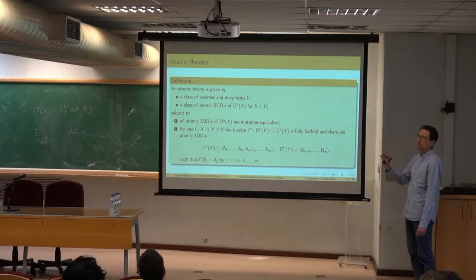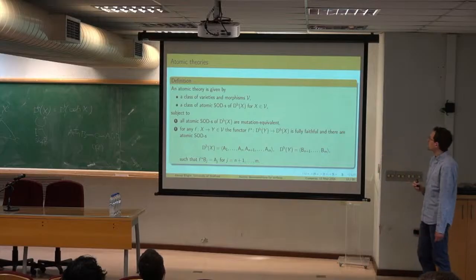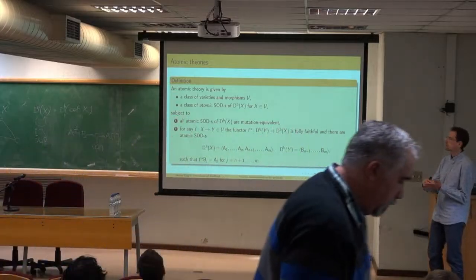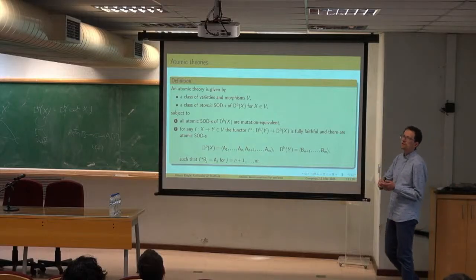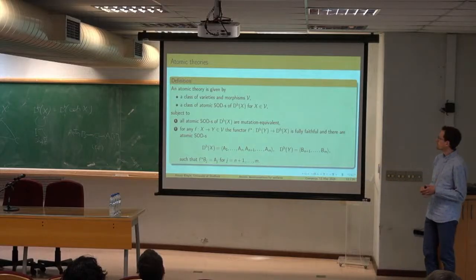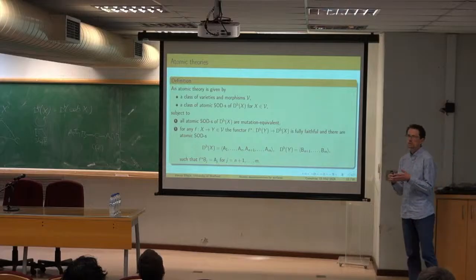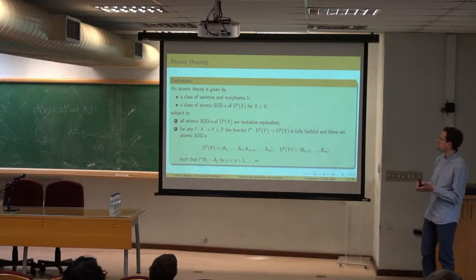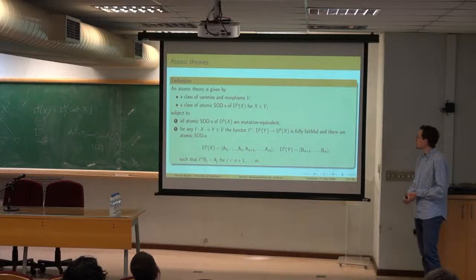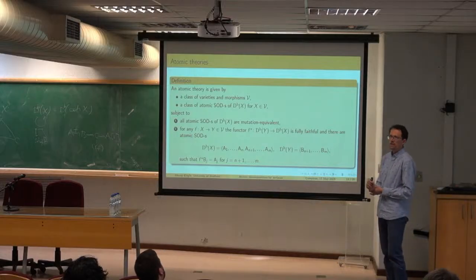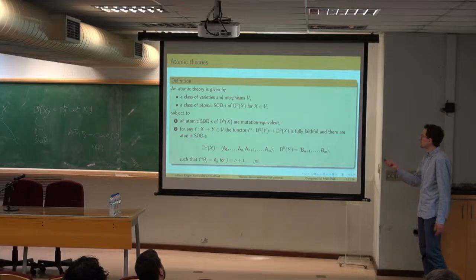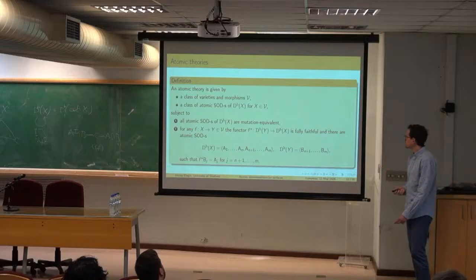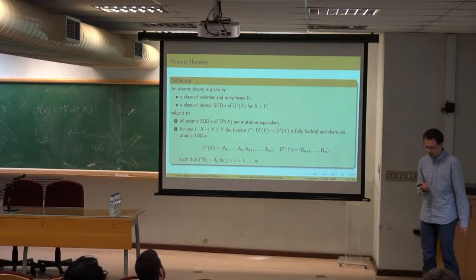This is what we would like to construct: an atomic theory. An atomic theory consists of a class of varieties that we consider, a class of morphisms between them that we allow, and a class of good atomic semi-orthogonal decompositions. Atomic is just a word, it's not a property, that's a name for the right decomposition. Before coming here I did not realize how bad this name is, but now it's too late, we call them atomic.